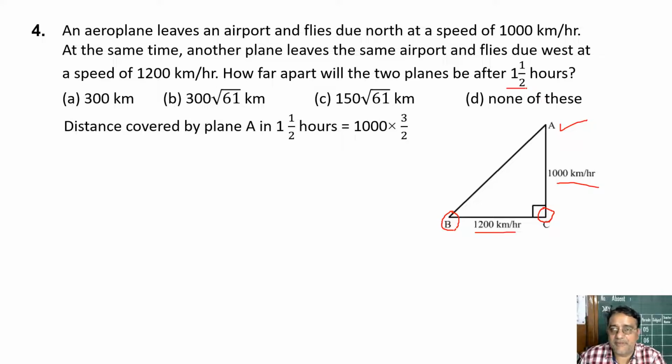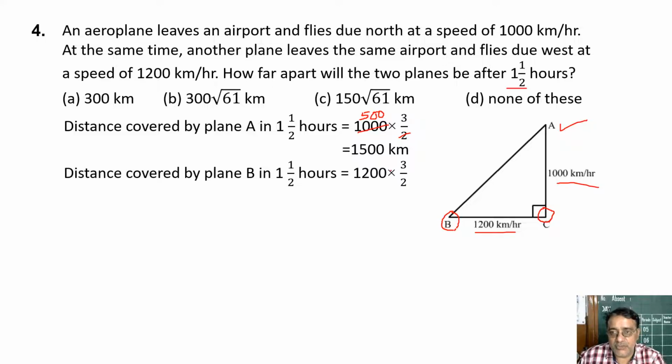So distance covered by plane A will get, इसको cancel करेंगे. So what we are getting? 1500 kilometers. Yes, 1500 kilometer. Now distance covered by plane B in 1.5 hour is 1200 into 3 by 2. So we are getting here 600. 1800. Yes, 1800. Right. Okay.